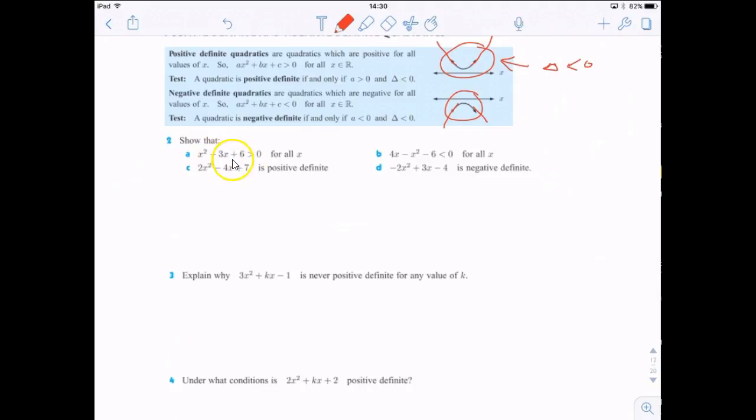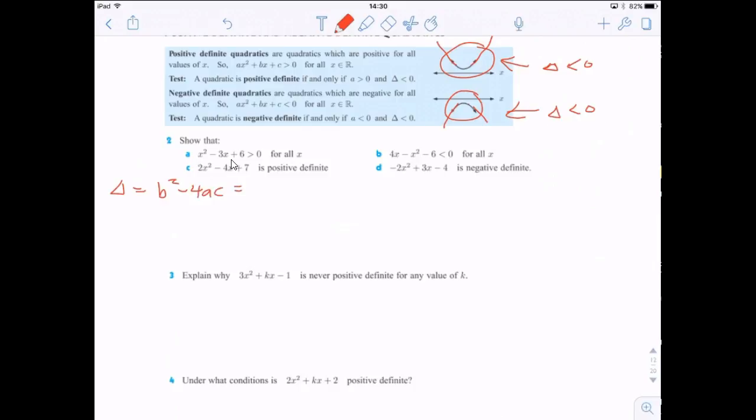So if we know that it has to do with positive or negative definite, one thing that we want to do is find the discriminant. And we want to show that the discriminant is negative, because in both cases, here and here, the discriminant is negative, which means it doesn't cross the x-axis. So I'm going to put the formula for a discriminant, which is delta equals b squared minus 4ac.